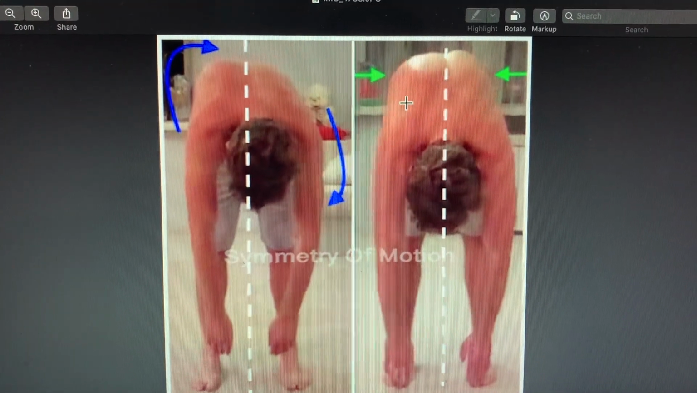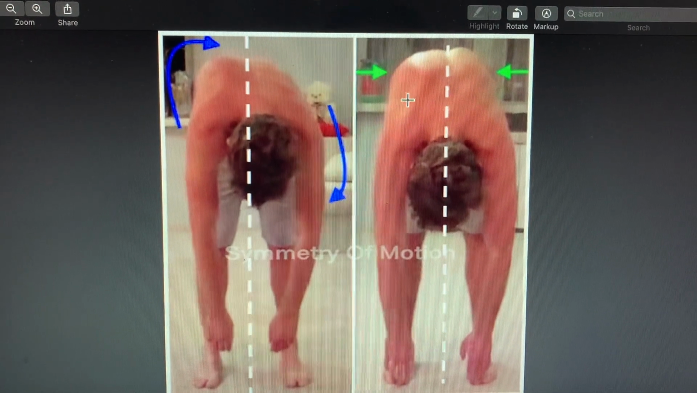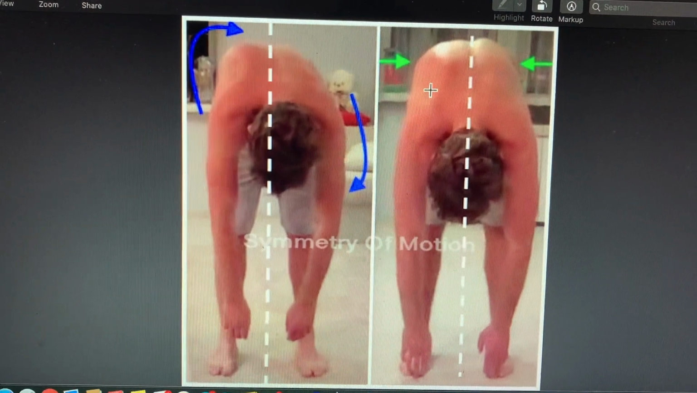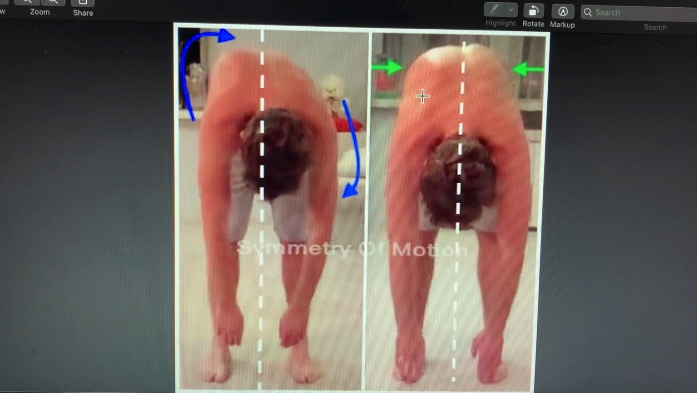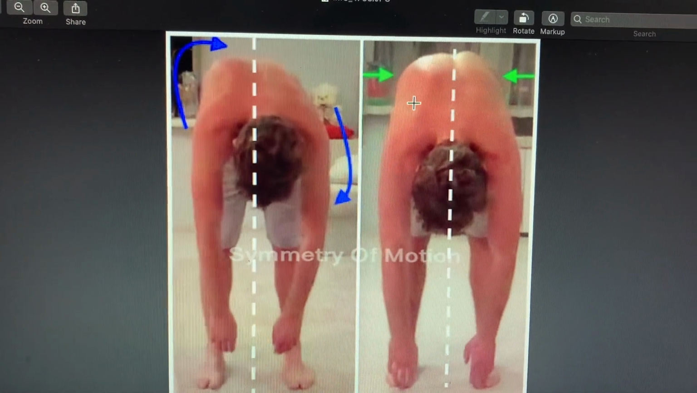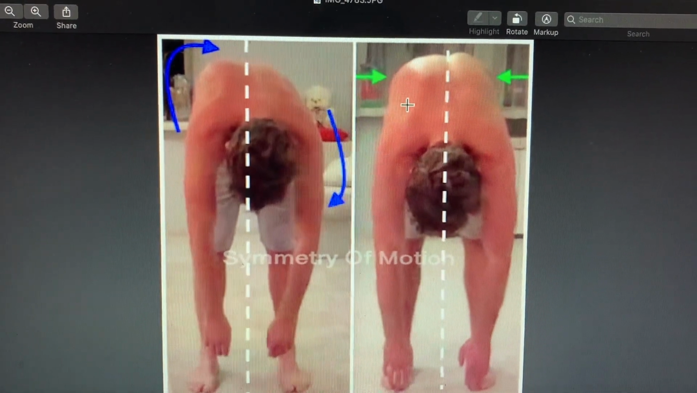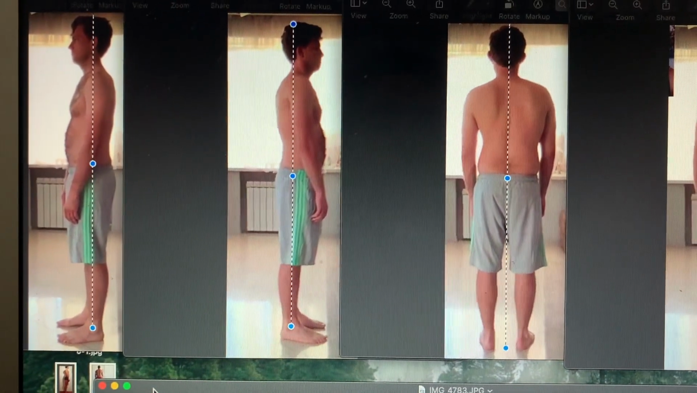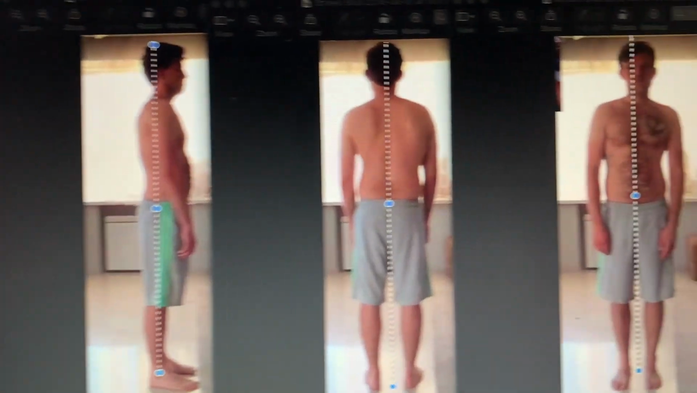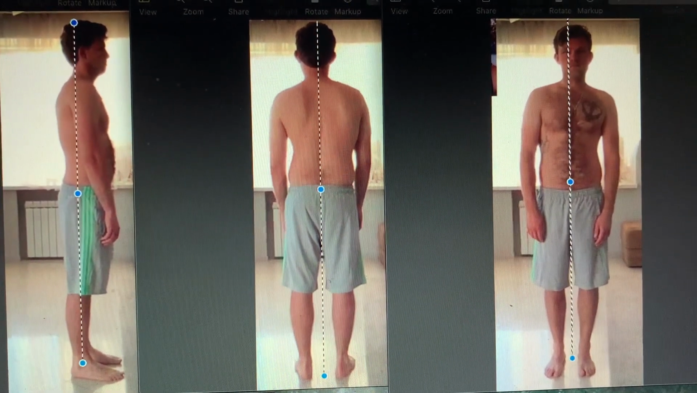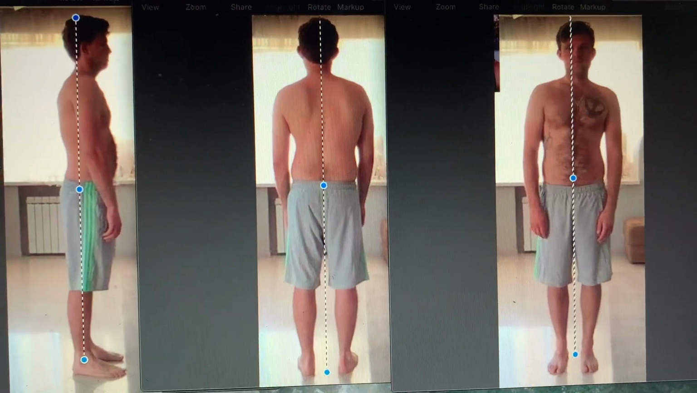So what we want to do is I want to make this as informative as possible, so I'm going to simplify it as much as I can. We're going to go over some of the first steps of how we address a person's posture and where we really go from there. I've outlined here our standing posture photos, and this is one of the things that we want to look at first.